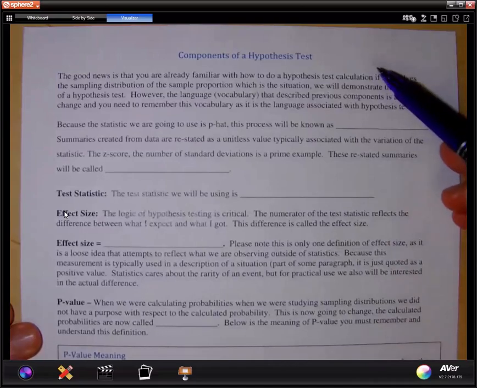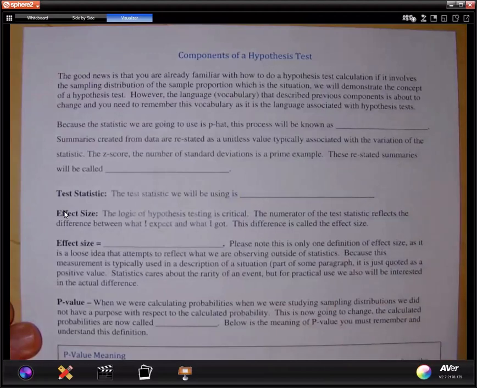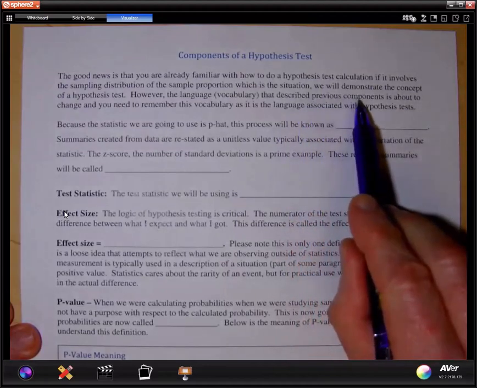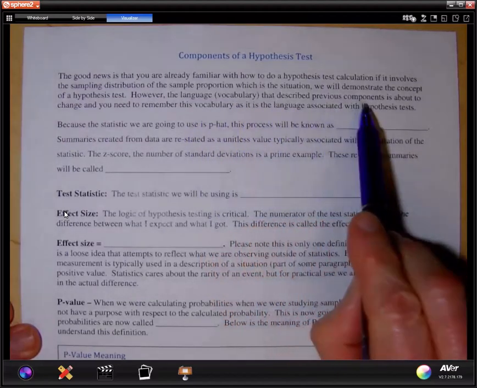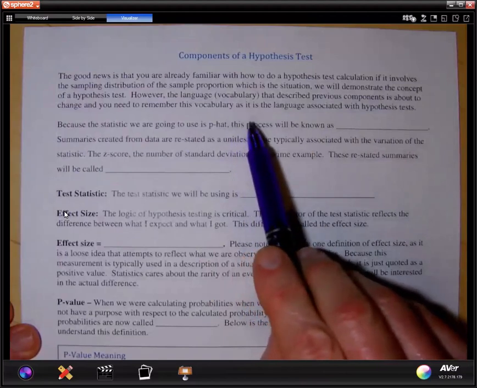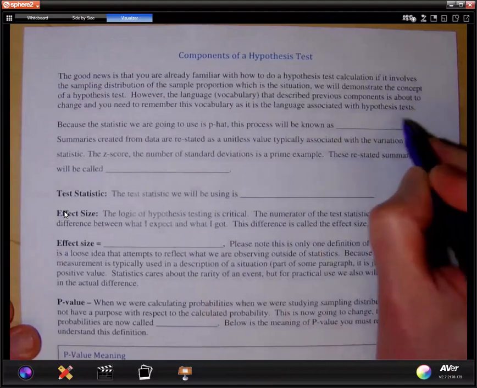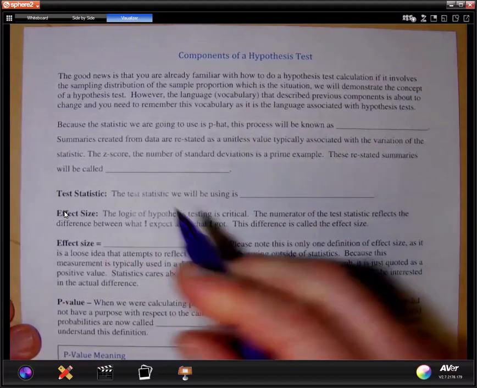Let's look at components of a hypothesis test. As mentioned before, the good news is that you're already familiar with how to do a hypothesis calculation if it involves a sampling distribution of the sample proportion, which is the situation we'll demonstrate, the concept of a hypothesis test. However, the language, the vocabulary that describes the previous components is about to change, and you need to remember this vocabulary, that is the language associated with hypothesis test. So we changed the words to let the reader know that what we're discussing now is a hypothesis test.